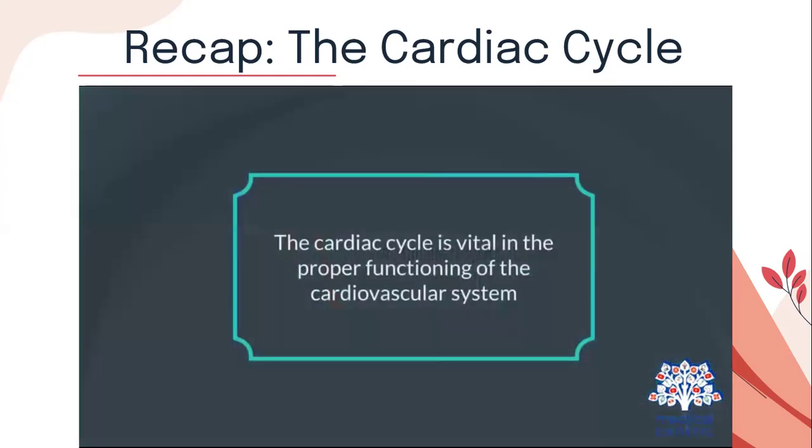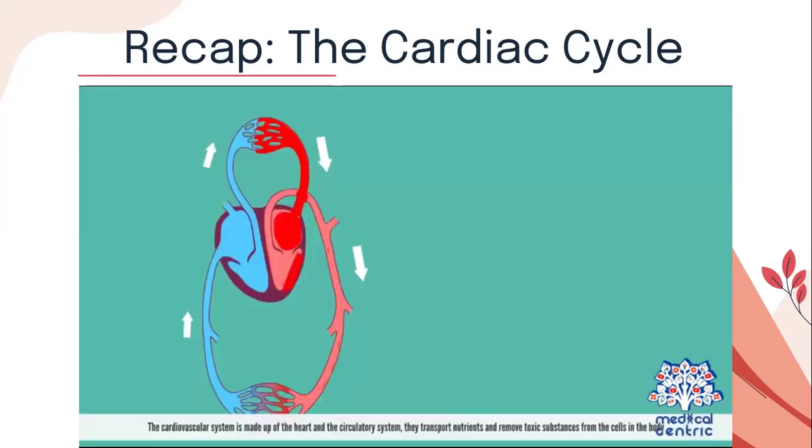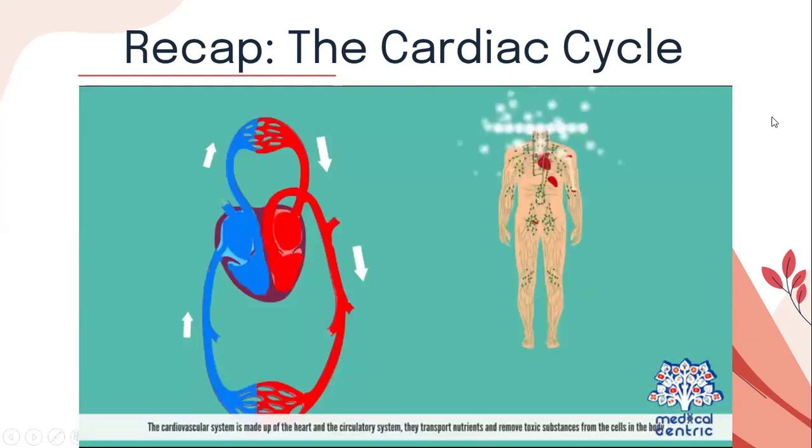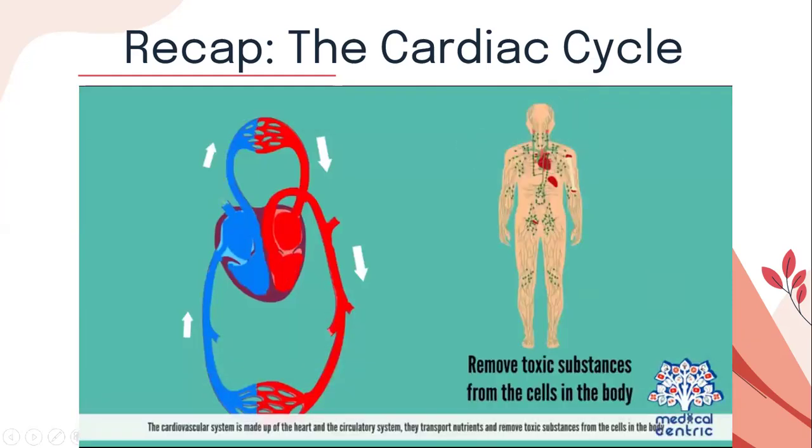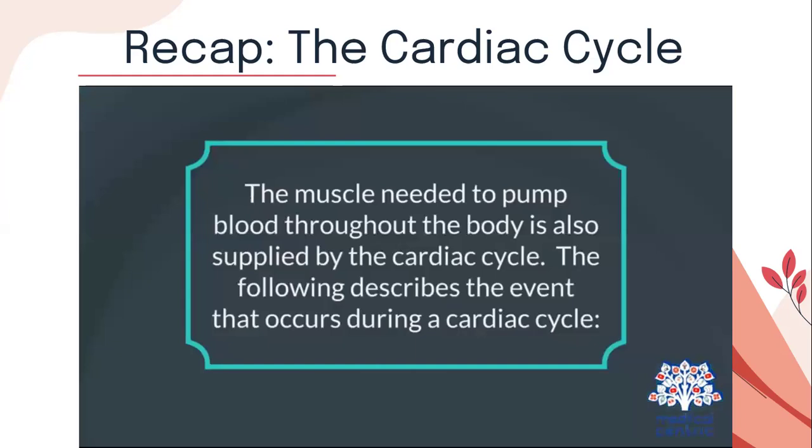The cardiac cycle is vital in the proper functioning of the cardiovascular system. The cardiovascular system is made up of the heart and the circulatory system. They transport nutrients and remove toxic substances from the cells in the body. The muscle needed to pump blood throughout the body is also supplied by the cardiac cycle.